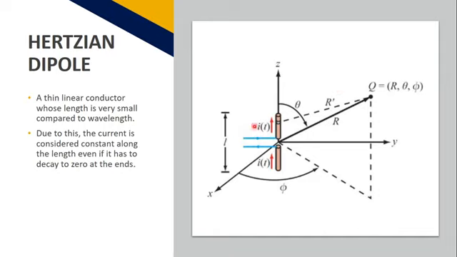Since the length is considered to be very small, this diagram is only to make us understand, and the length is drawn big. But practically, when you design a Hertzian dipole, it will be very small. We will not be practically able to figure out where is the starting point and where is the ending point. It will be that small.